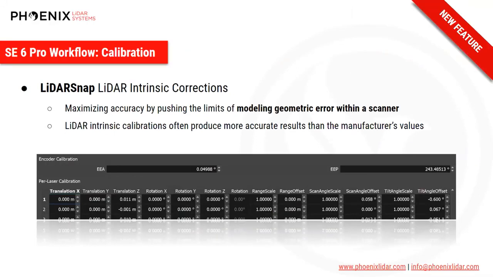Another key feature of SE Pro 6 is our unique calibration process. So LiDAR sensor manufacturers calibrate their systems from the factory, right? While they do that, we often find areas where we can improve that calibration and always make sure we're getting the optimal performance out of our sensor. And this really streamlines that process and allows us to be as accurate as possible.